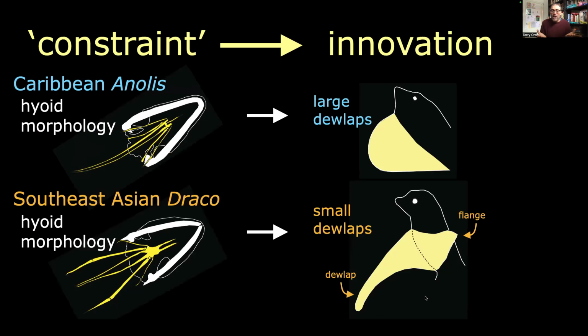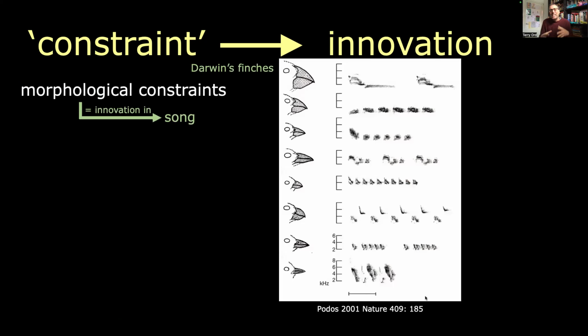So the hyoid apparatus is very different between Anolis and Draco, and the way that hyoid morphology and anatomy has evolved has dictated some constraints on the overall size of that dewlap in our Draco, and they've had to innovate by having the evolution of these flanges, a three-dimensional dewlap, to make up for the fact that their hyoid has constrained the overall size and area of that dewlap because of the way it's evolved. So to what extent is this actually broadly relevant for animal communication?